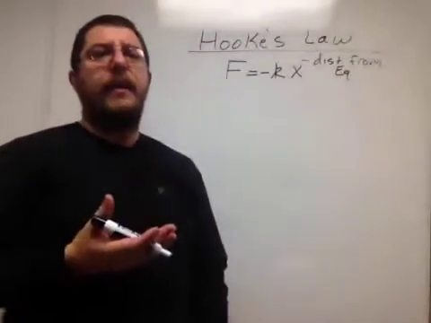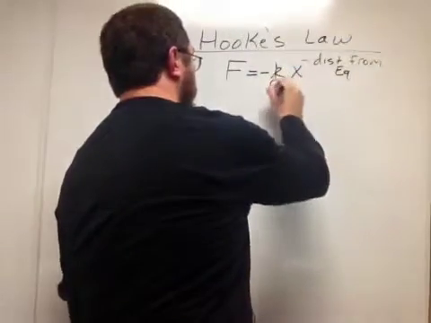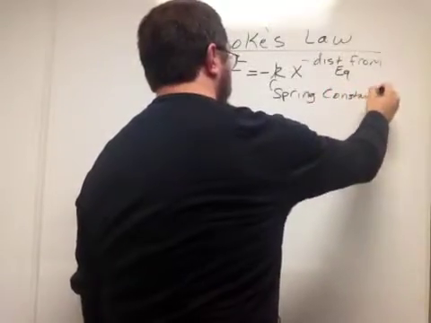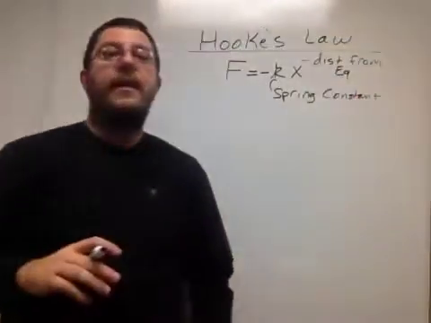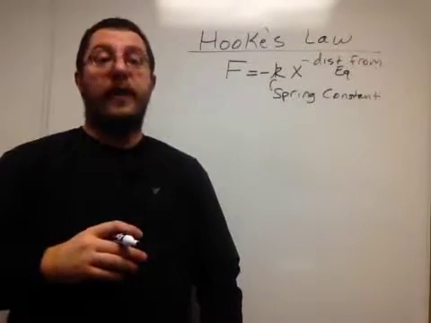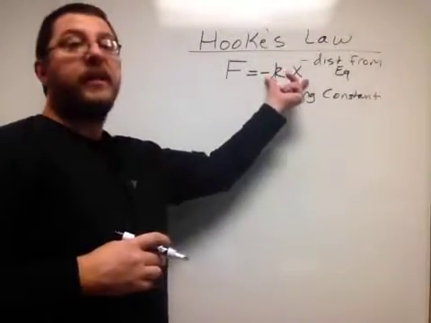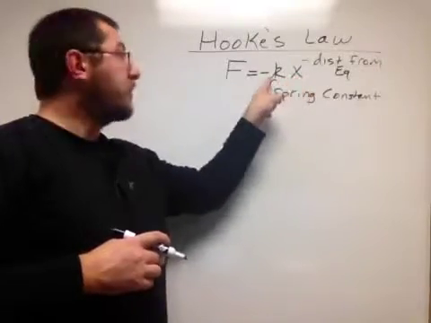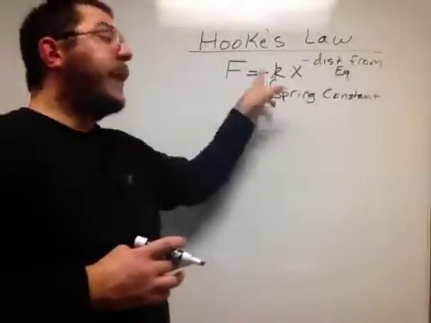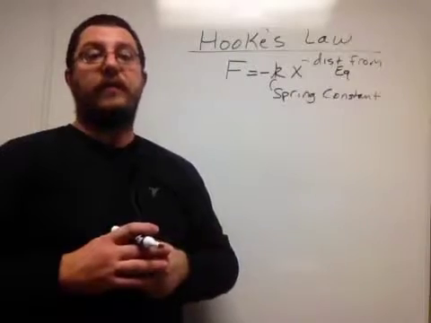Now, what is k? k is what's known as the spring constant, and the spring constant has units of newtons per meter. As you can see, if I need newtons on this side, then newtons must be on this side. Well, x is in meters, so k must be in newtons per meter, so the meters cancel out and I'm left with newtons. Now, the negative sign here implies that the force is always directed toward the equilibrium position.